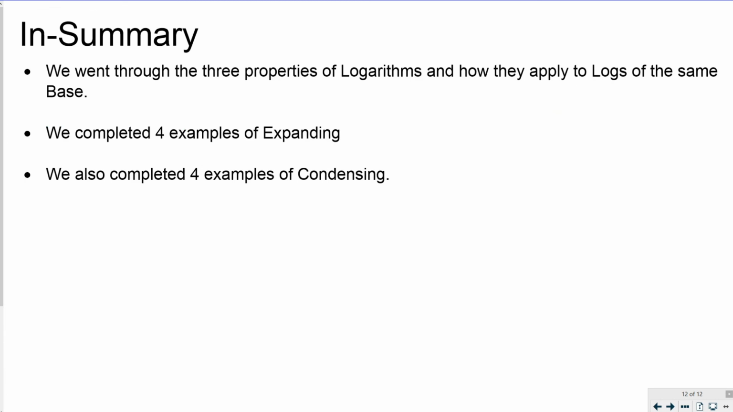So that's it, guys. In this video, we went through the 3 properties of logarithms and how they apply to logs of the same base. We completed 4 examples of expanding, and we also completed 4 examples of condensing.